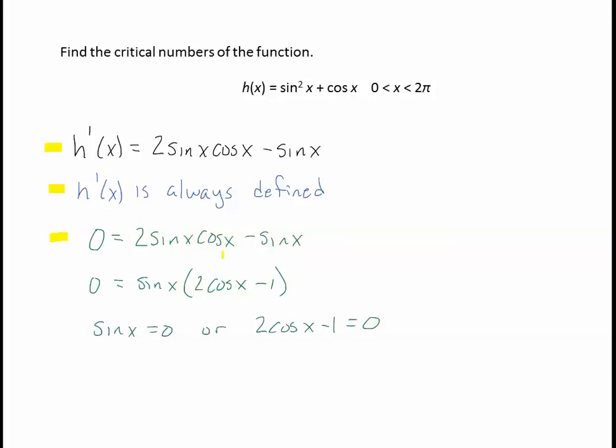To solve this, I see that both terms have a sine x in common, and so I factor that out. Once I factor out a sine x, I'm left with 2 cosine of x minus 1. 1 is my placeholder after I factored out my sine of x. Using the zero factor property, we now have that sine of x is equal to 0, or 2 cosine of x minus 1 is equal to 0.